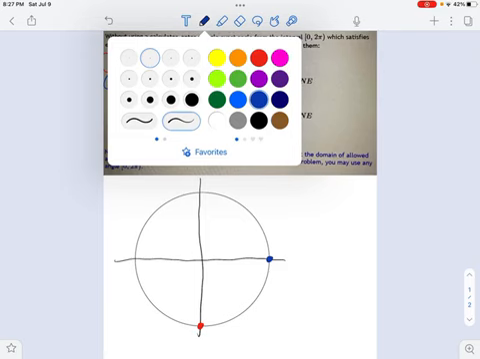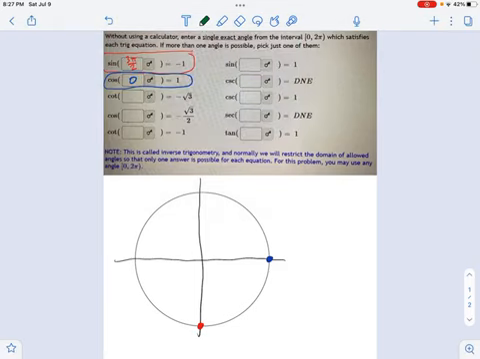Let's try something a little different. Let's do something where you have a value like this. The cosine of some angle equals negative radical 3 over 2. Now, this is going to get a little more interesting. Negative radical 3 over 2. First of all, it's negative. That means the x-coordinate is on the left side. So we're somewhere over here, right?